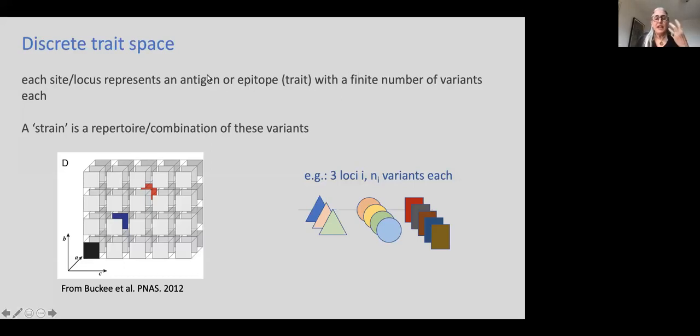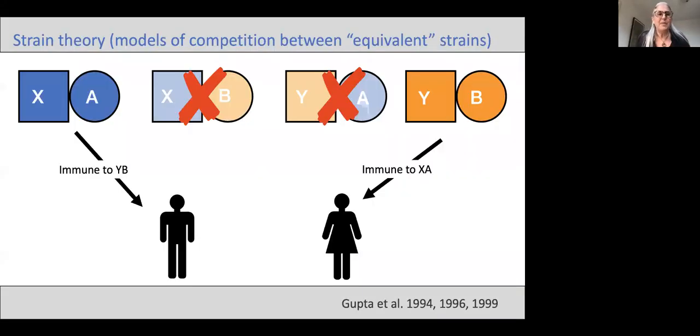For each of these antigens, we have a finite number of possible variants. So essentially a strain is a combination of these variants. For example, we may have three epitopes or three antigens, one with three variants, another with four, another with five, and then a strain is a combination. These are not physically linked, but we will see that they can become dynamically linked.